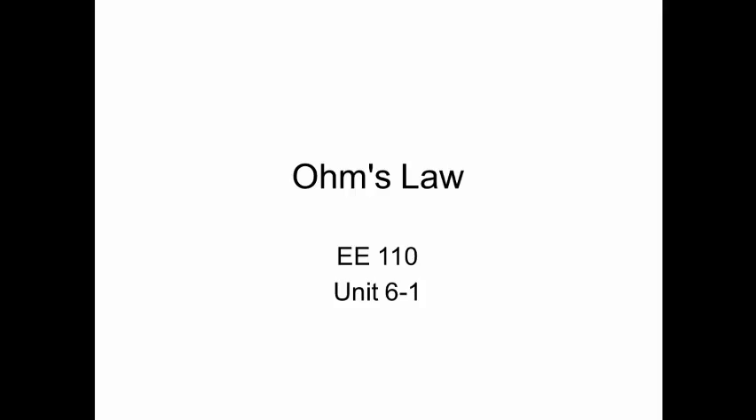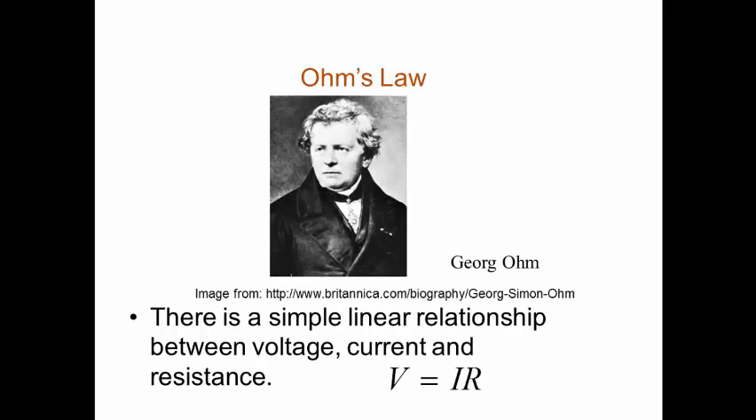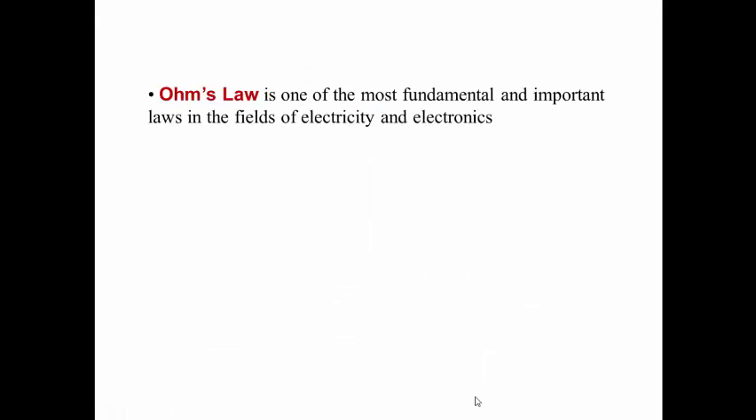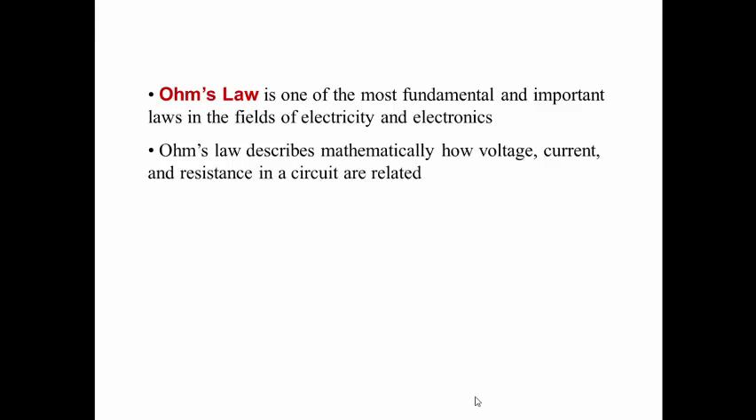In Unit 6, we will first review Ohm's law. Ohm's law talks about a simple relationship between voltage, current, and resistance. Voltage is equal to current times resistance. Ohm's law is one of the most fundamental and important laws in the fields of electricity and electronics. Again, it describes mathematically how voltage, current, and resistance in a circuit are related.